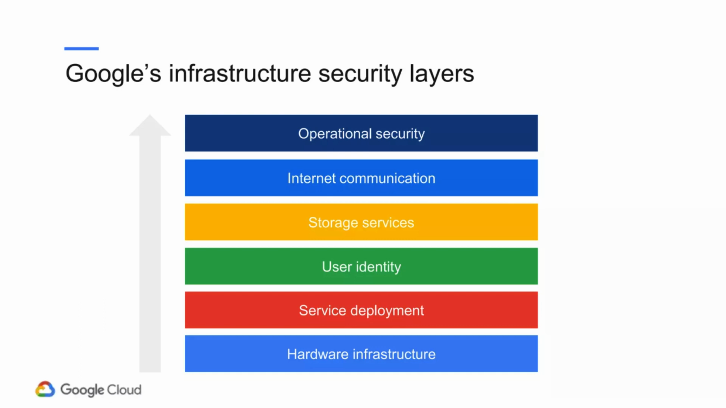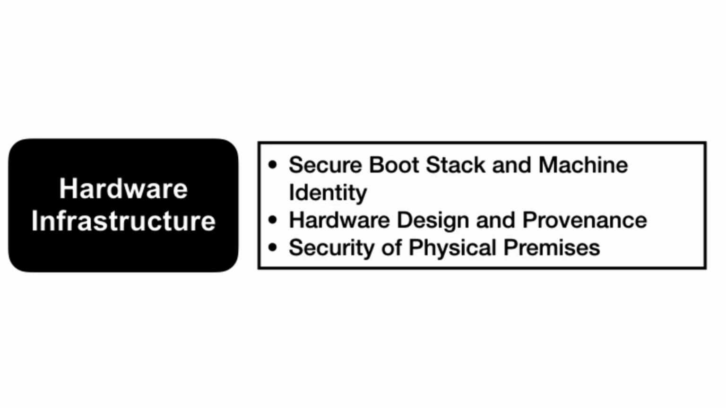This begins with the physical fortification of their data centers, extends to securing the hardware and software underpinning their infrastructure, and concludes with an overview of the technical protocols and procedures safeguarding operational security. At the hardware infrastructure layer, 3 key security components stand out.